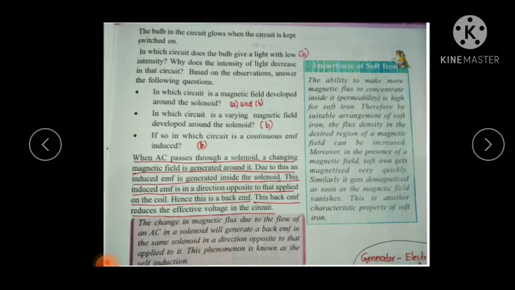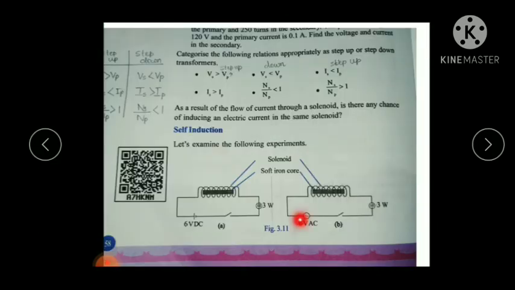So due to this AC, an EMF is induced in this coil called back EMF, and therefore this phenomenon is known as self-induction.